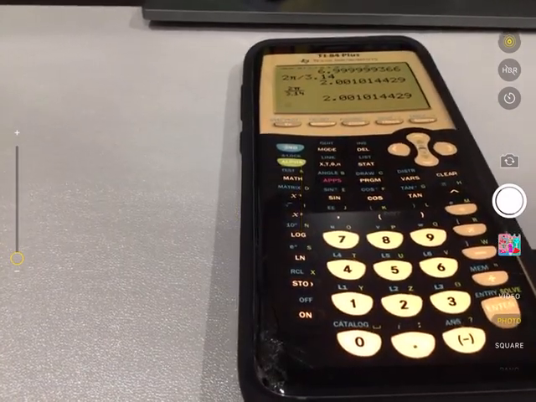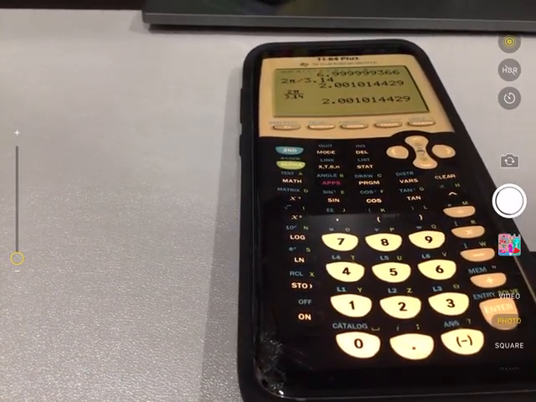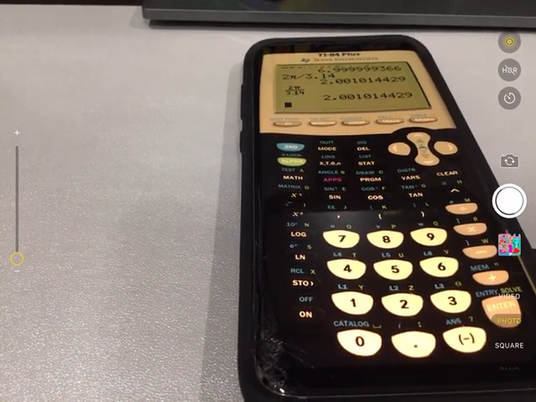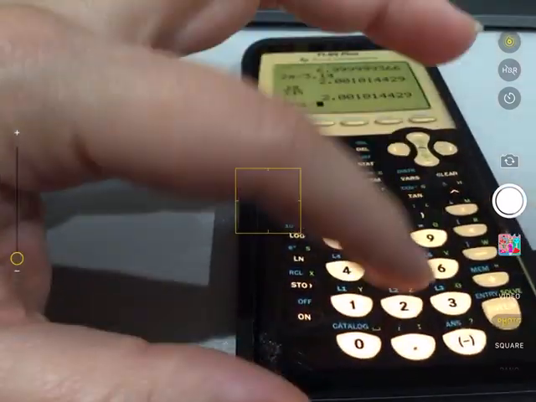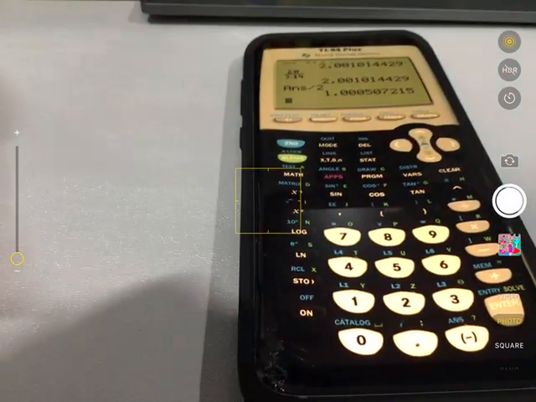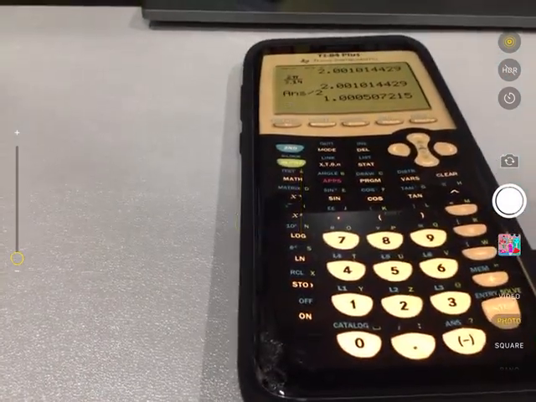Okay? So now I have 2.00104429. That's the period. I'm going to need to divide it by 2 because I need half of the period.